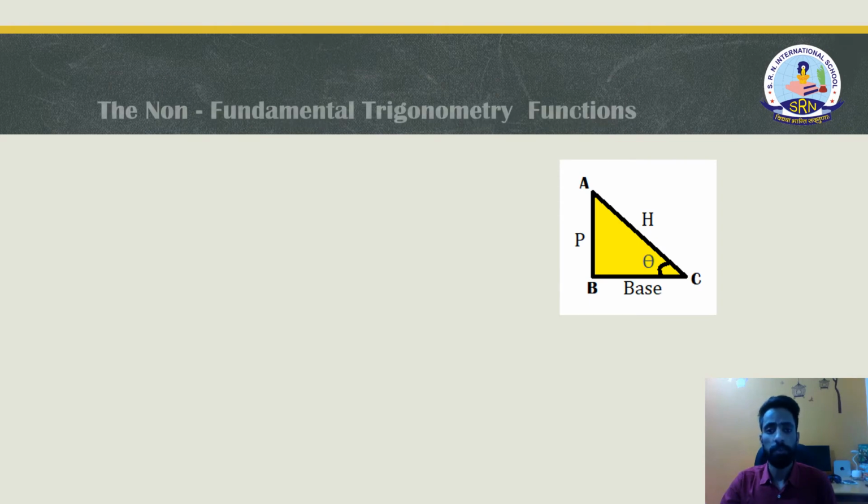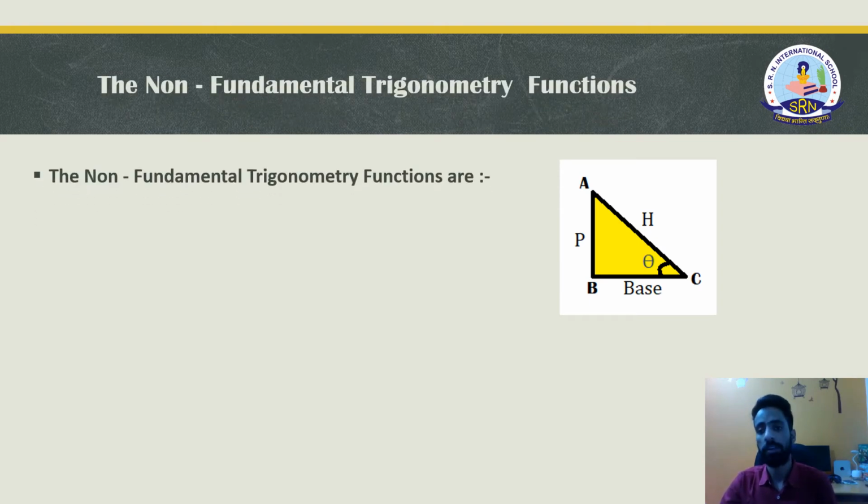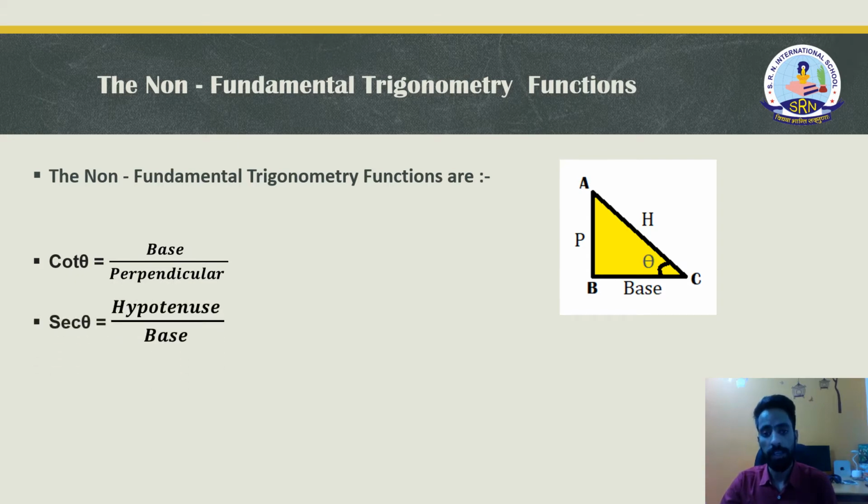Moving forward, if we come to the non-fundamental trigonometry functions, there are also 3 non-fundamental functions. The first one is cot theta, which is base upon perpendicular. The next is sec theta, that is hypotenuse upon base, and the last one is cosec theta, which is equal to the hypotenuse upon perpendicular.